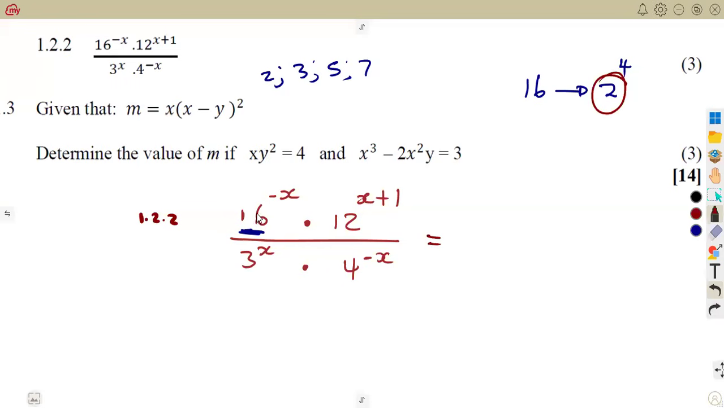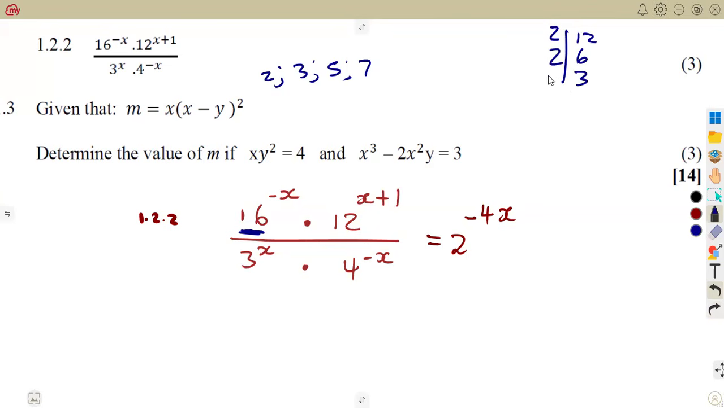All right, so 16 being 2 to the exponent of 4, but there is a minus x there. So what are we going to have? It will be 2 to the exponent of 4 times minus x, which is minus 4x. So this is 2 to the exponent of minus 4x. All right, this is on your 16. What about 12? Can we have 12 as a product of its prime factors?